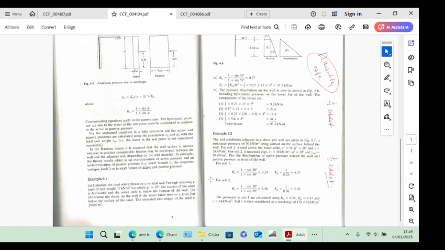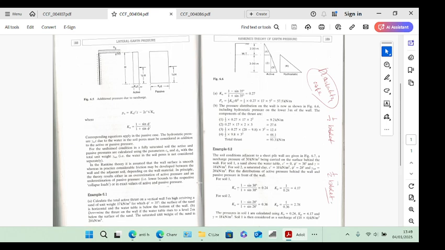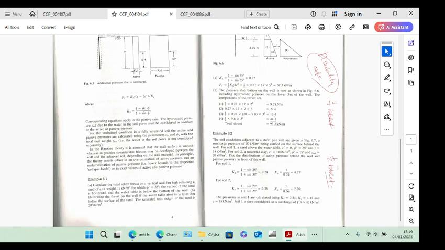So I'm looking at example 6.1. I've redrawn it out. Basically, he did it in maybe one side of A5, but I found it quite difficult, so I just wanted to go through it myself to work out how he did it.